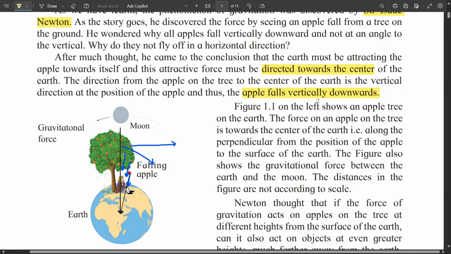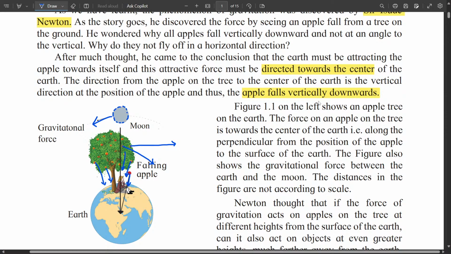Just as shown in figure 1.1, an apple tree is shown. Obviously it is not up to the scale. The force on an apple on the tree is toward the center of the earth, that is along the perpendicular from the position of the apple to the surface of the earth. The figure also shows the gravitational force between the earth and the moon. Then Newton started thinking, if the earth is attracting an apple towards itself and all other objects toward the center of the earth, this force might also be acting on the moon, as the moon revolves around the earth.